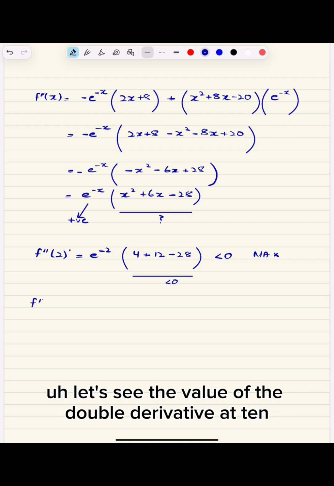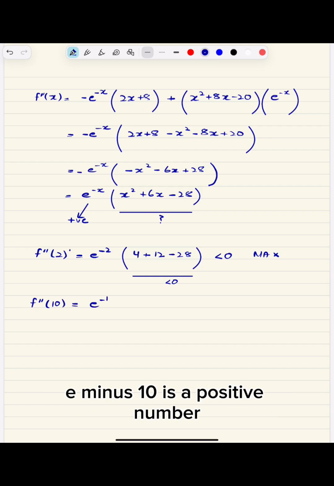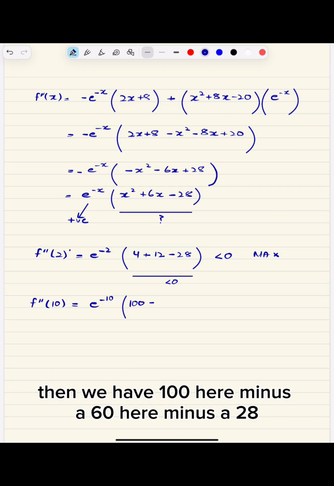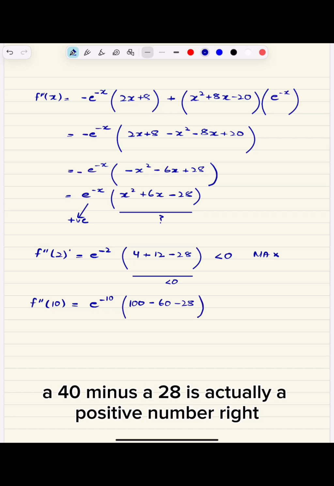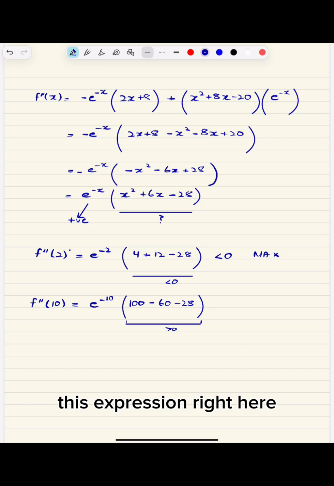Let's see the value of the double derivative at minus 10. E to the minus 10 is a positive number. Then we have 100 here, minus 60 here, minus 28. 40 minus 28 is actually a positive number, right? This expression right here. So we have a positive number, so this is a minimum point.